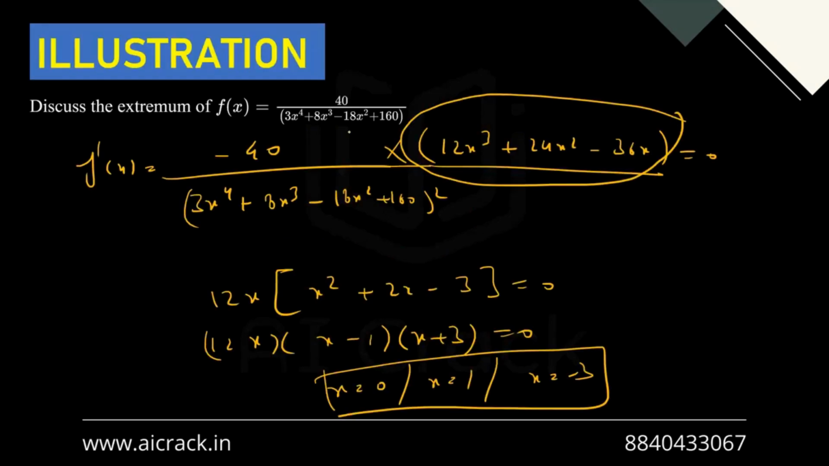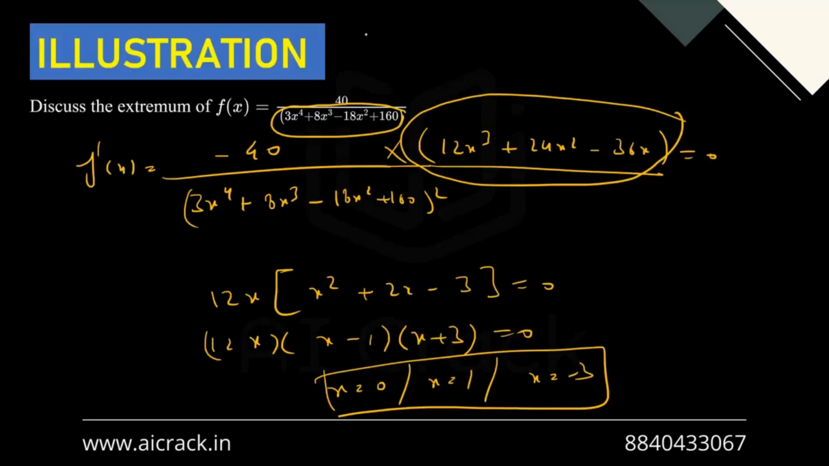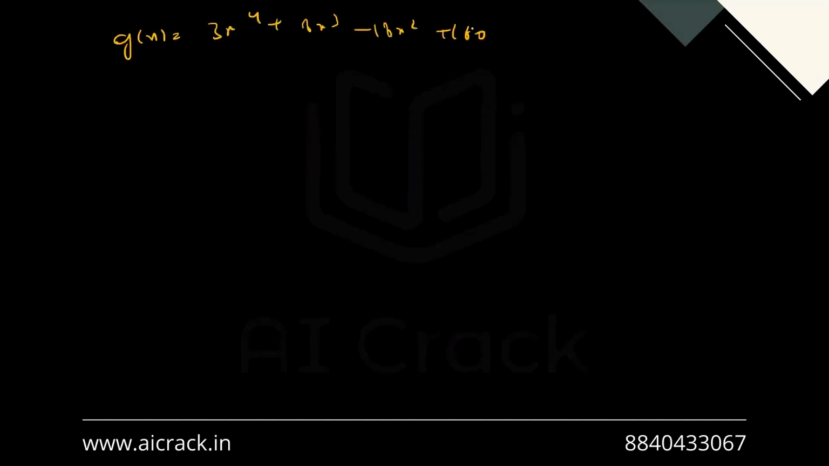So again, to find out the points of local minima and local maxima for this particular function, we again have to differentiate this one, right? So we have, let's say, g(x) equals 3x^4 + 8x^3 - 18x^2 + 160. And now if we differentiate g, we'll be getting g'(x) = 12x^3 + 24x^2 - 36x + 0 = 0, right?